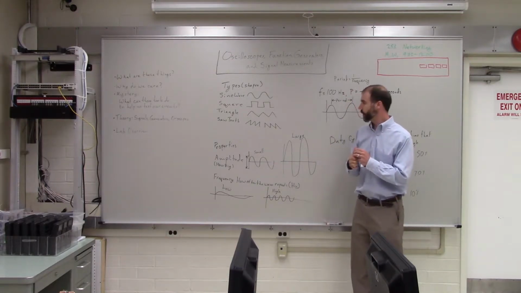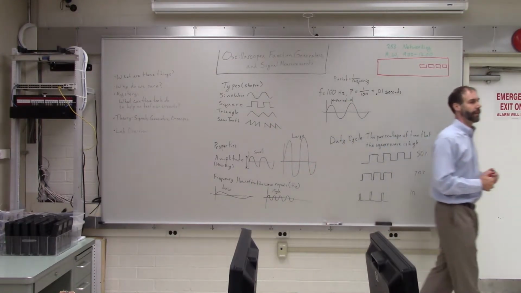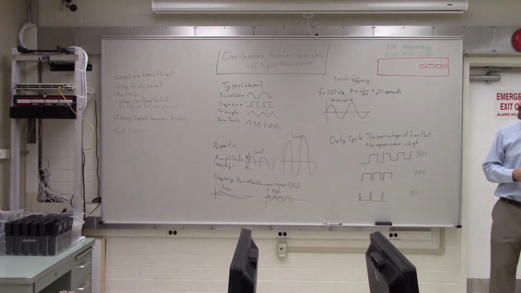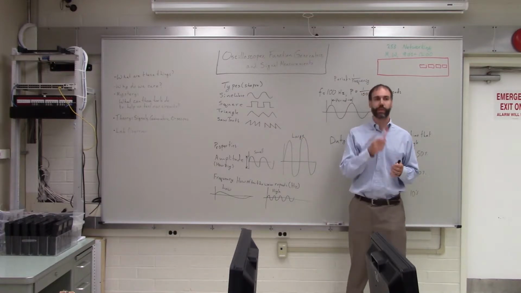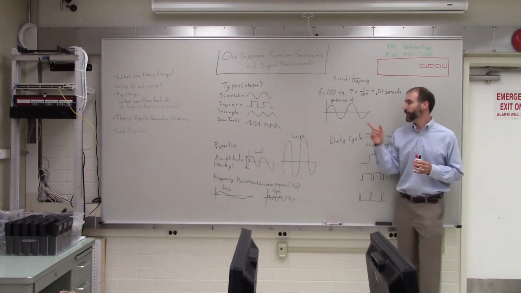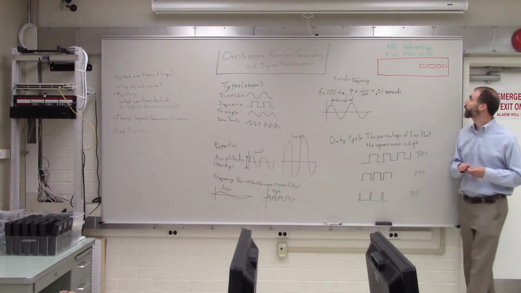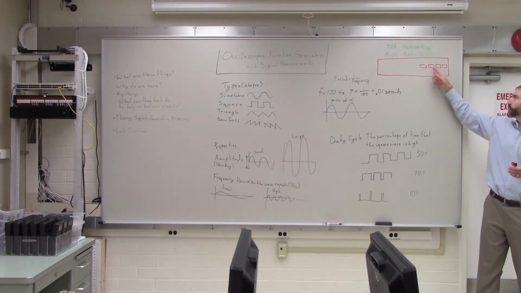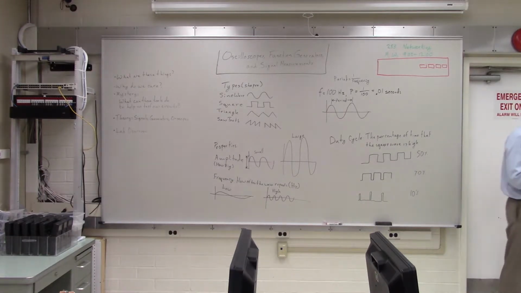You'll notice that there is not a button that looks like the sawtooth wave, right? So the generator can make sawtooth waves, but there's not a button for that. There's a trick to do that, and I'll tell you about that in just a second. But these buttons make the sine wave, the square wave, and the triangle wave.